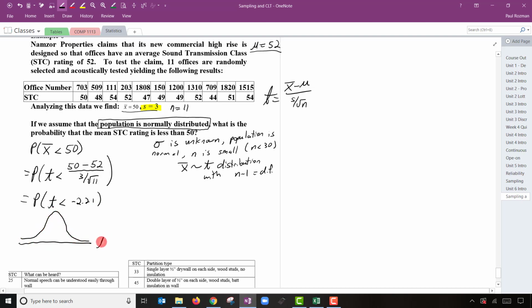Let me draw this out. Here's a t distribution. Negative 2.21 is down here somewhere. And we want the area to the left of negative 2.21. I don't even have a negative table, so I'm going to just flip it over and find the area to the right of positive 2.21. Notice I didn't have to do 1 minus there because it's just symmetric. And now we just need to find this area using our t-table. So let's go back to that t-table and figure this out.